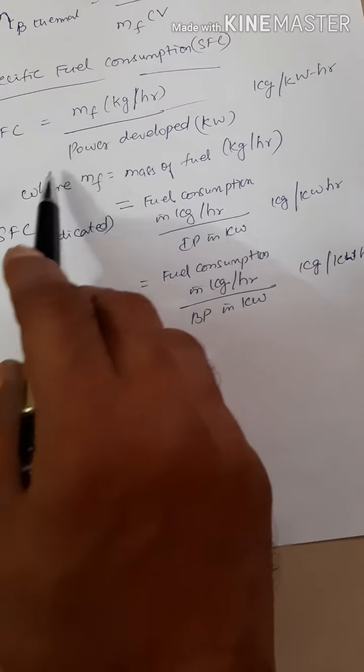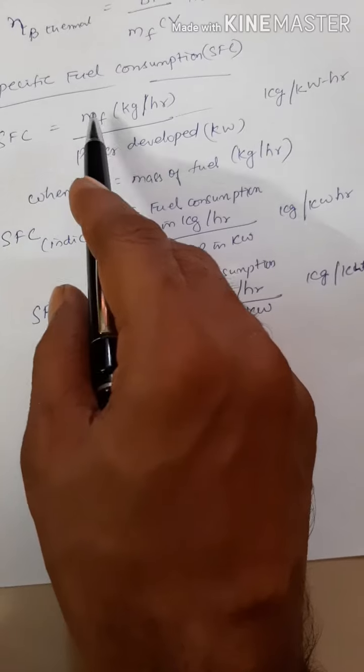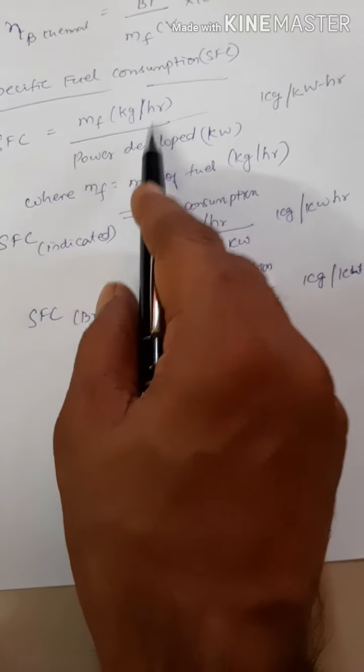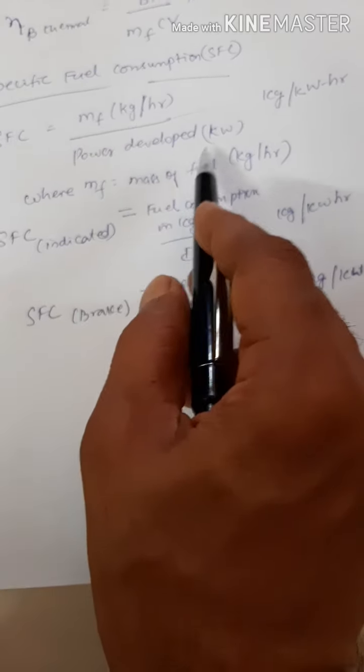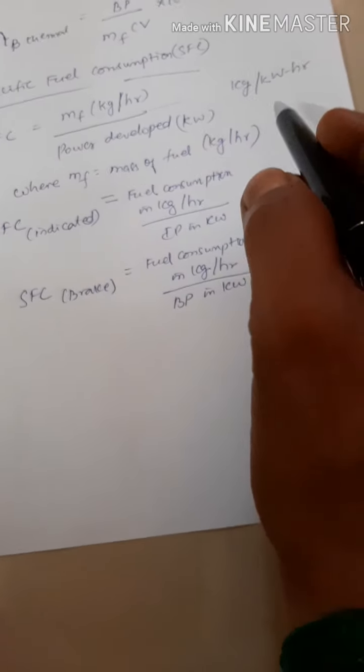Specific fuel consumption, SFC, is equal to MF in kg per hour. We have to use kg per hour only as the unit for MF, divided by the power developed, that is in kilowatts. So that is the unit for SFC, specific fuel consumption.